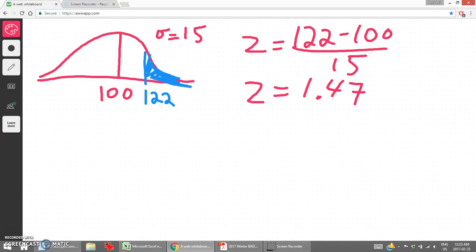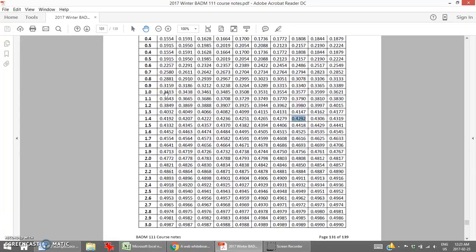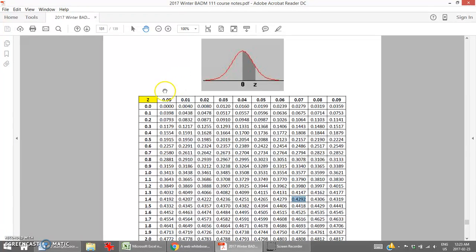Keep in mind that a positive Z value means it's above the average, which 122 is above the average of 100. That Z value is going to correspond to an area, or level of probability. So for that area, we look in this chart, which is on page 131 of your course package, Appendix B. The Z values are going across the top and down the left column. The interior values always correspond to a section in the middle of the bell curve, or the normal distribution curve.